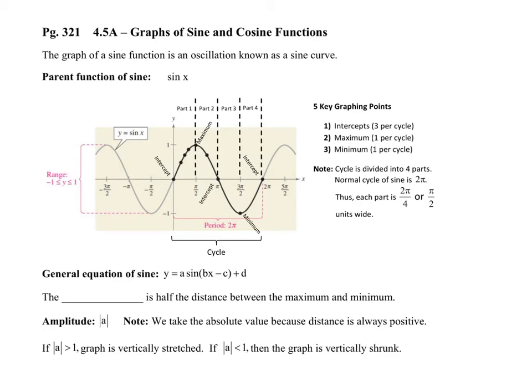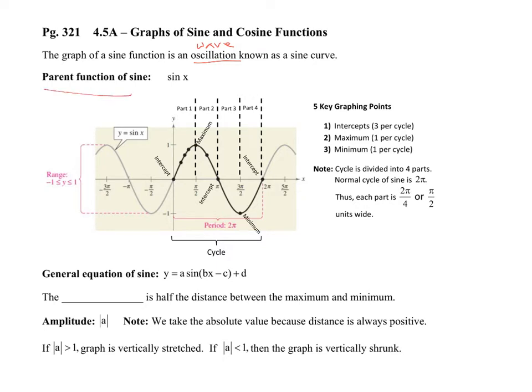Alright, starting lesson 4.5a, graphs of sine and cosine functions. Now, these types of functions, their graphs, can be found in many real-world applications, as you'll see in the future. But let's get down to the basics of it. So the graph of a sine function is an oscillation. You could also describe that as a wave, known as a sine curve.